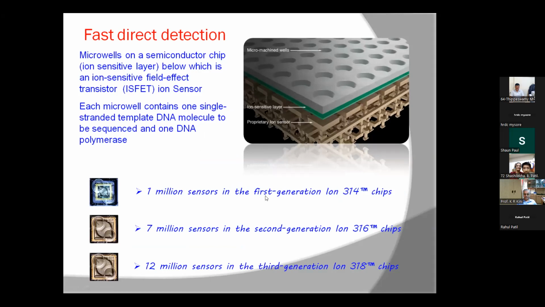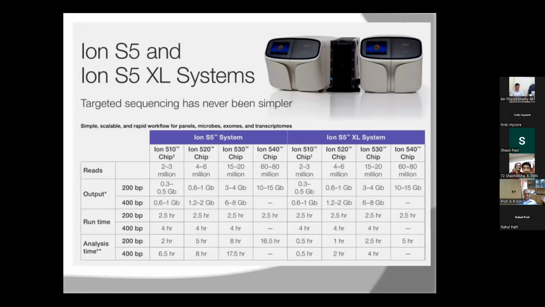And these are the various different chips, different generation chips. This is 12 million now. Currently, we also have up to around 60 million sensors chip also. Yeah, this is the latest one where we have up to 60 to 80 million sensors. So that means that many molecules can be sequenced at a time, up to around 10 to 15 GB, and runtime is within around 2.5 hours. Analysis can take around another 18 hours.